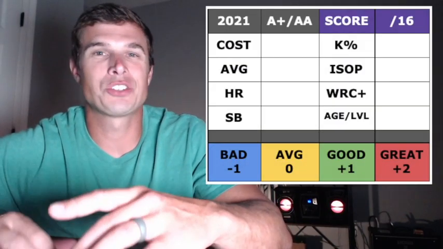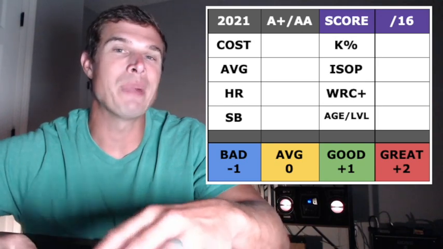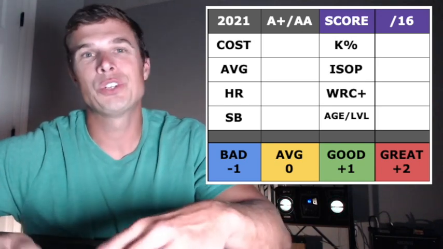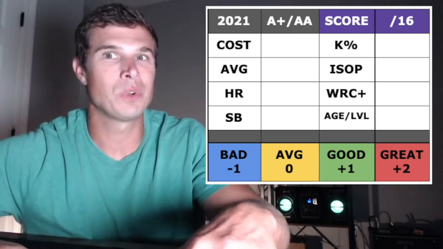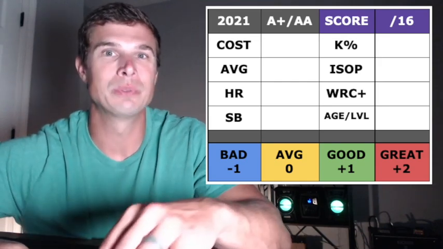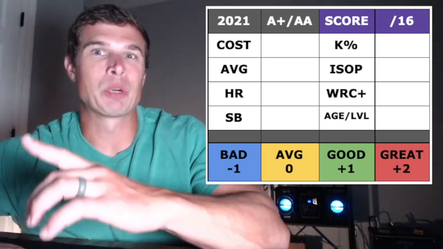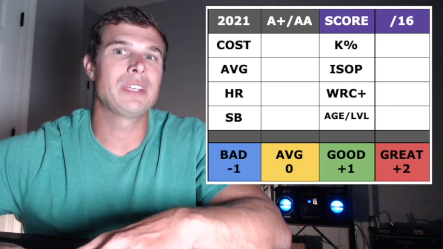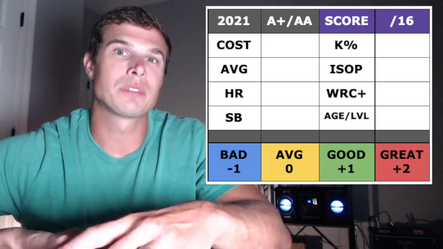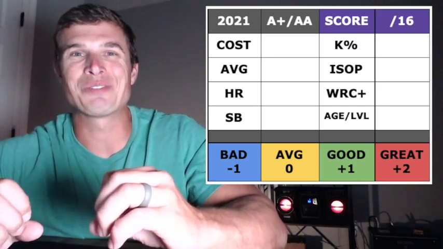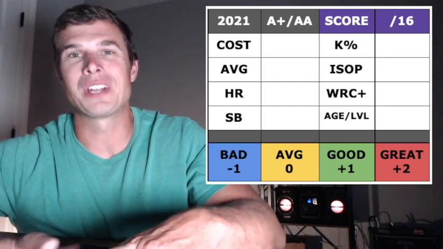I also used a color-coded point system that applies a score to each stat. Bad is -1, average, no points, good, +1, and great, +2. The scores are then totaled up into the purple area, where each player is given a grade out of 16 possible points. Okay, that should be enough explaining for now. Let's jump into the 5 players that I chose.